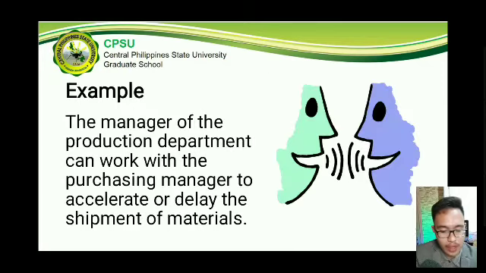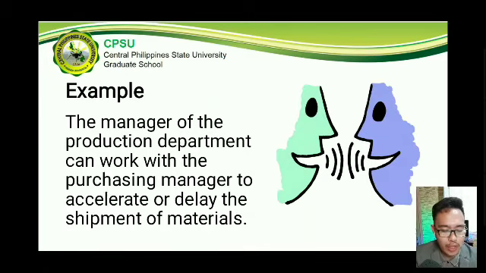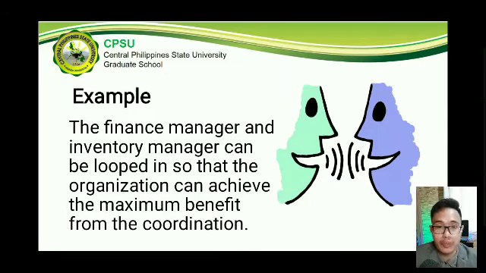For example, the manager of the production department can work with the purchasing manager to accelerate or delay the shipment of materials. So that is a communication between two employees of the same level, which is the manager for the production department and the manager for purchasing. Next one is the finance manager and inventory manager, who can be looped in so that the organization can achieve the maximum benefit from the coordination.